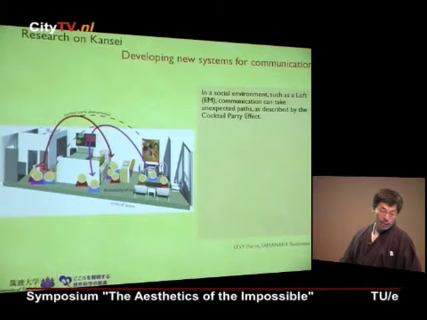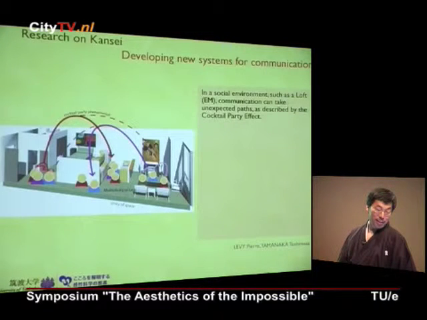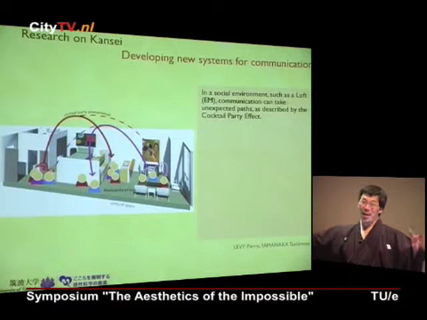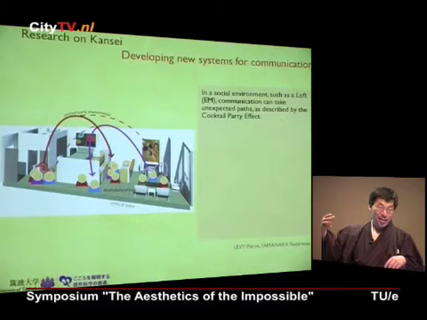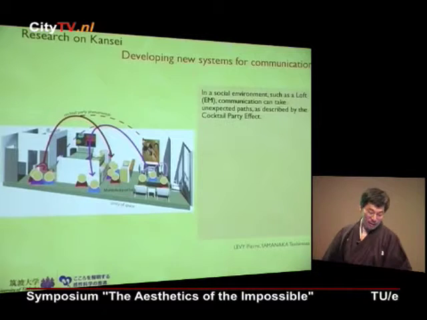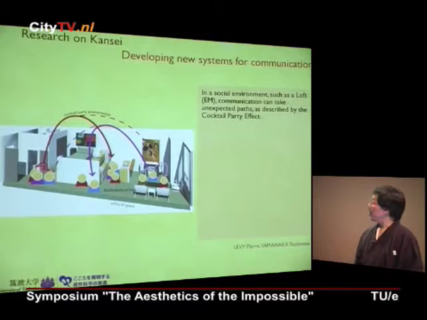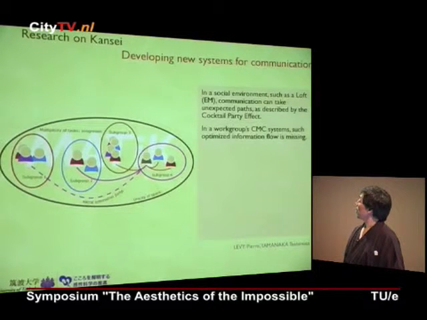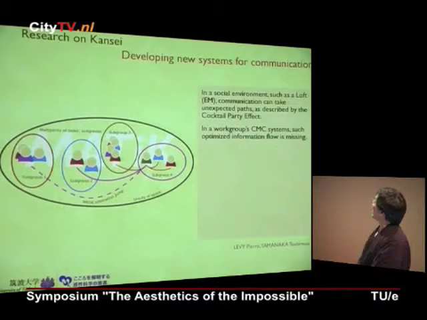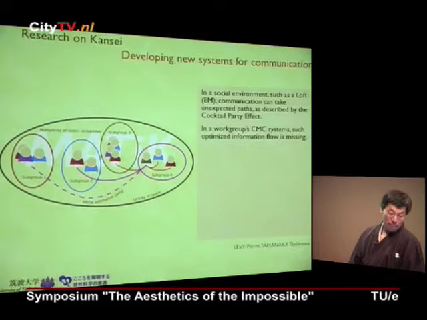And this is an example of using the evoked metaphor for developing an interdisciplinary communication system. The picture is a loft. A loft is a kind of big area. Now people are speaking on different topics, but eventually some people are hearing the people's talk at the end of the room, and then the people can know. So in this case, in working communication, a computer-mediated communication system, such as the optimized information flow, is missing.